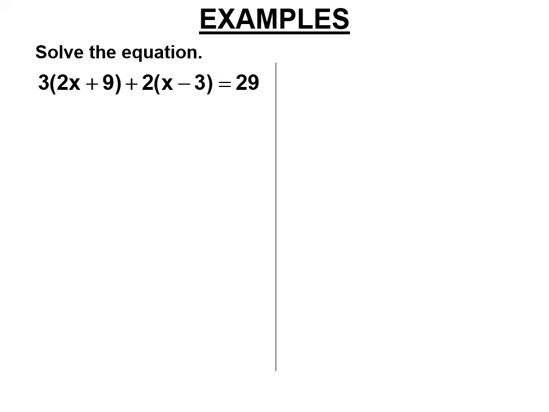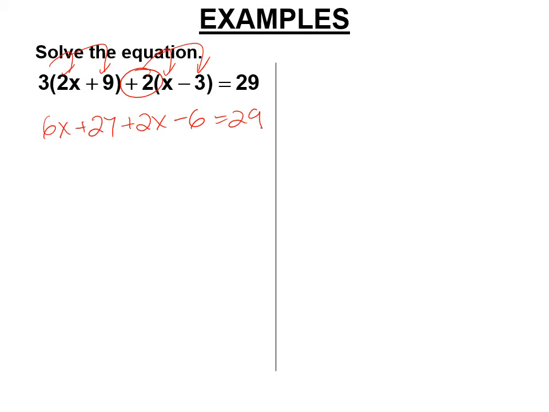Okay, just making them more and more complicated. But this, truthfully, looks harder than it is. You do the distributive property there, and you get 6x plus 27. Because that's a plus, you're going to distribute a positive 2. If it was a minus, you would distribute a negative 2, and we'll do that in a second. Plus 2x minus 6 equals 29.